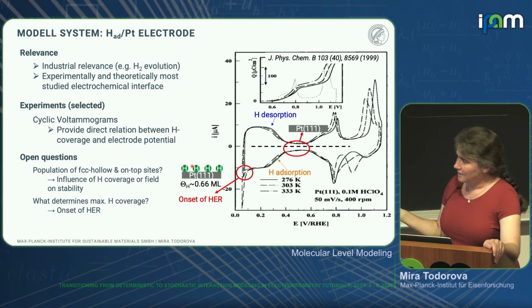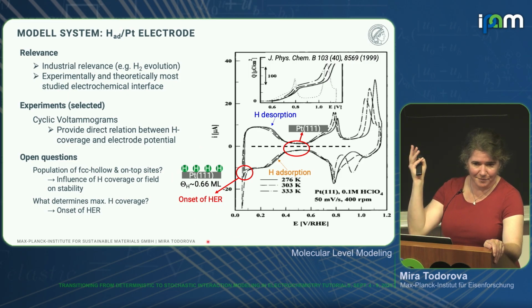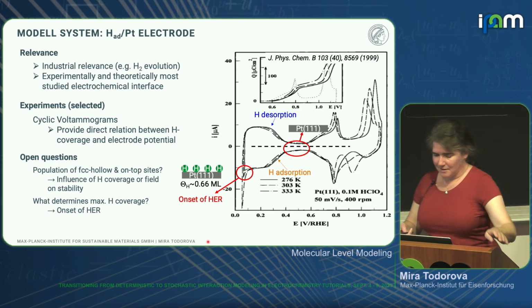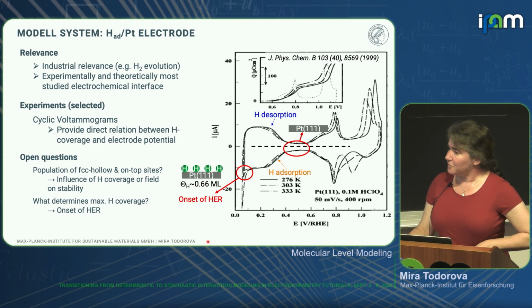And what was interesting is that there seems to be a maximum coverage of hydrogen that can be reached at the surface. This is around 0.6 monolayer, and afterwards they see that there is hydrogen evolution reaction onset. Now, if you do not consider water, you get even much more hydrogen on the surface, up to 1 monolayer. So probably the presence of water has something to do with this kind of limiting coverage, but it wasn't clear what it is. And at the time, a lot of the calculations were performed in vacuum.